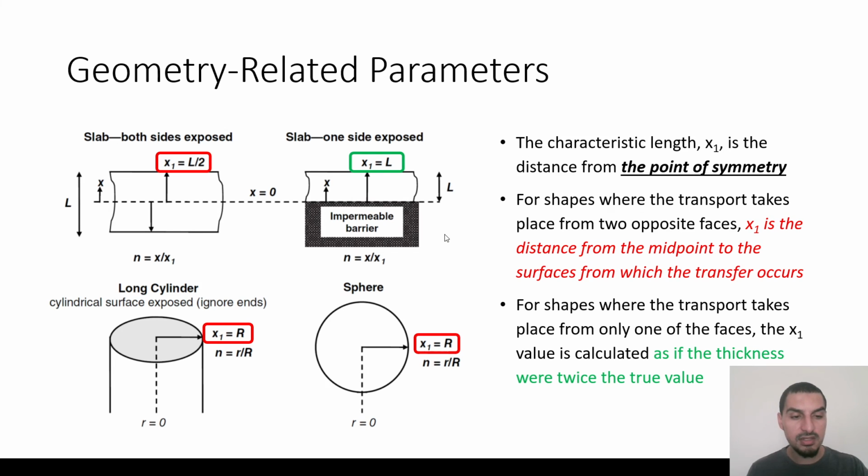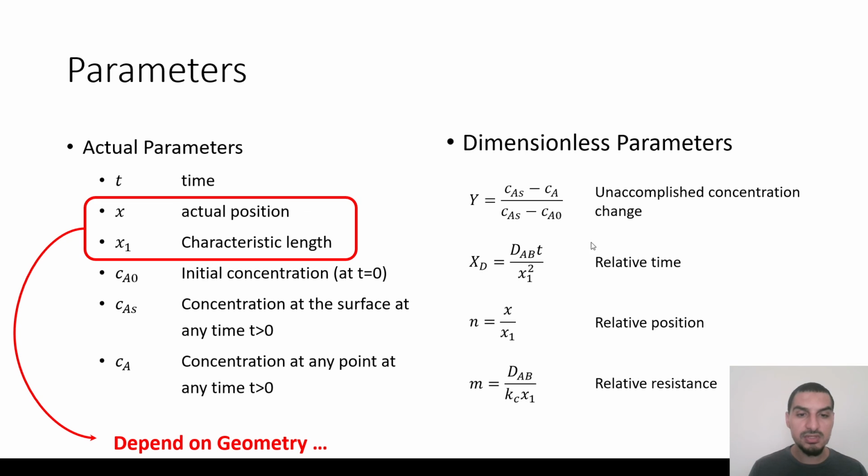So if we go back here and check, now we understand Y, we understand XD, and we understand N. We can calculate these because we know how to get the value of X1 right now, and we know what is X, so we have no problem with these three dimensionless parameters. We need to talk about this to understand what is the point of having one more dimensionless parameter if I already have two inputs and one output.